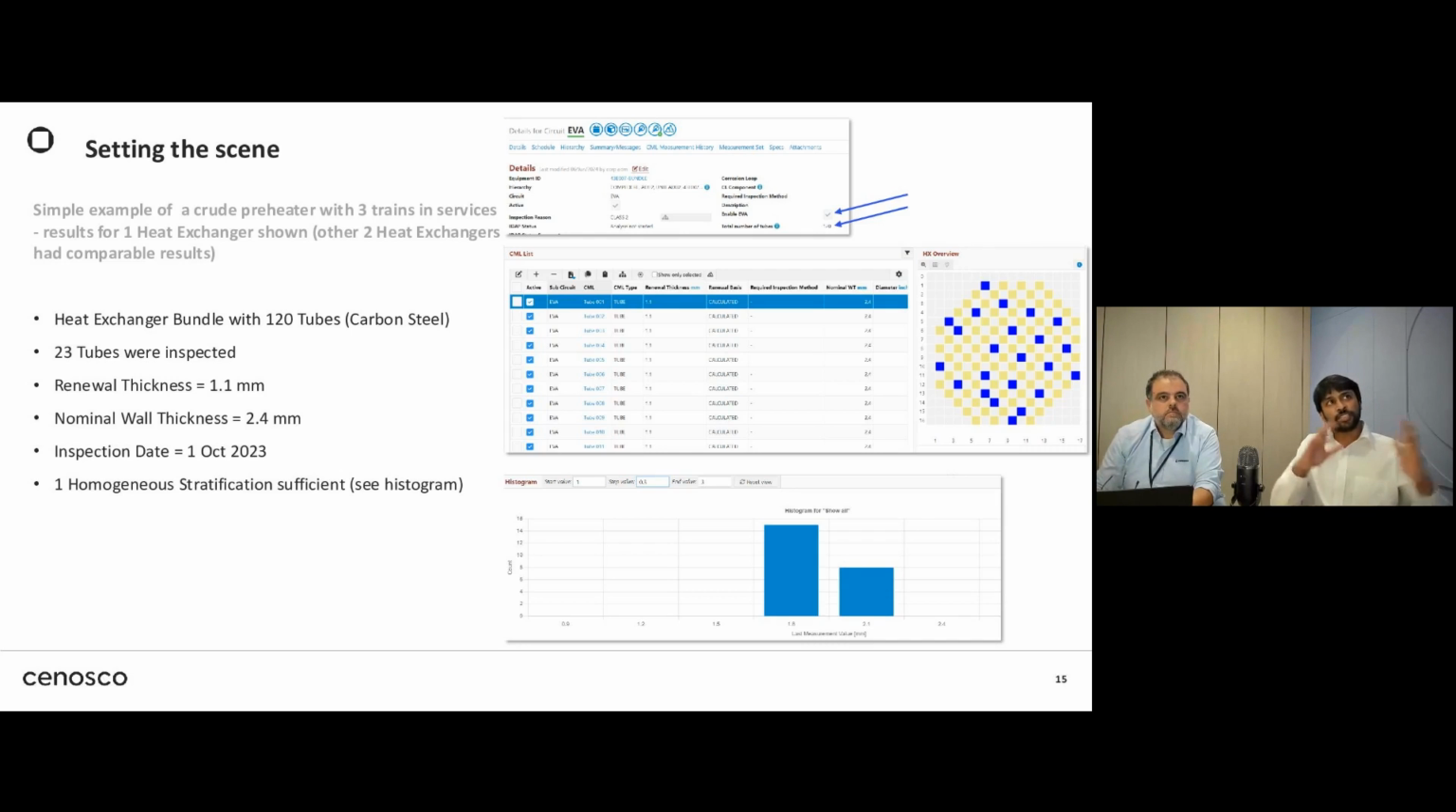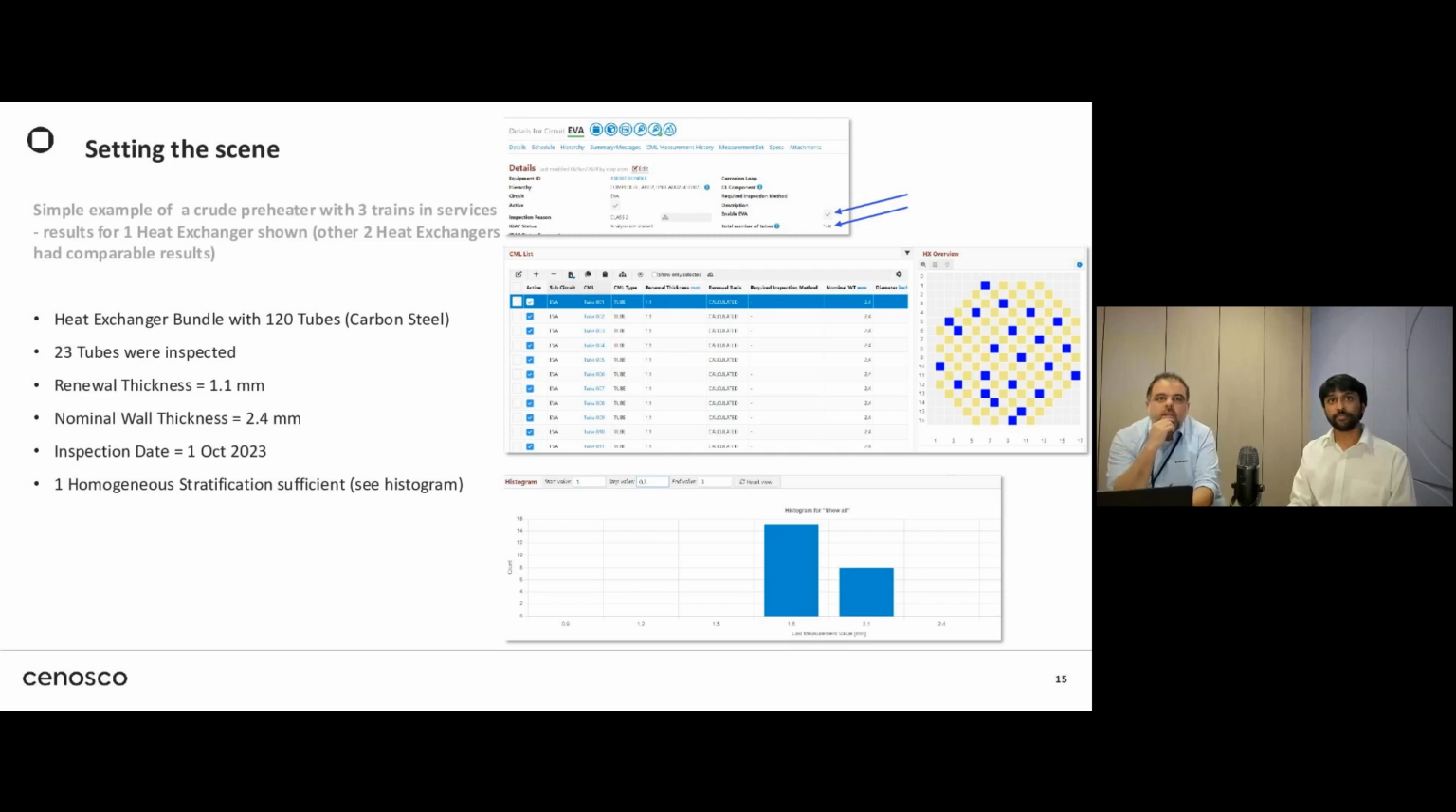Okay, so in this case, like I said, 120 tubes were there in total. 23 tubes were inspected. Inspection was done in 2023. Based on the borescope inspections, there was some understanding with regards to where the issues were. So a number of tubes that were known to have issues were selected for inspection. And as you can see on the center right, a selection of tubes has been made, and it's a very good homogeneous representation as well.